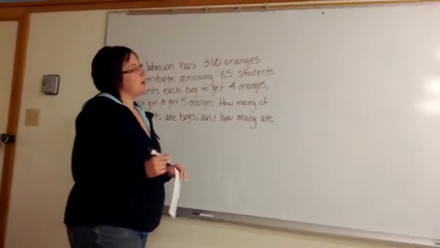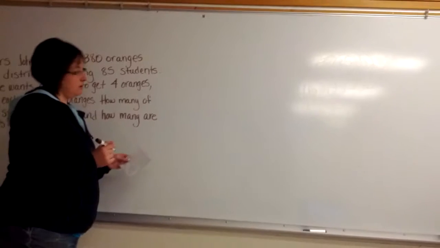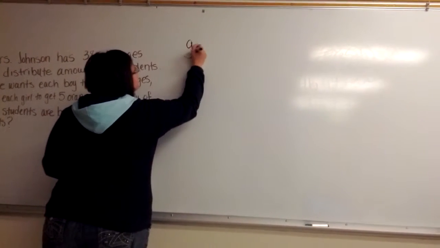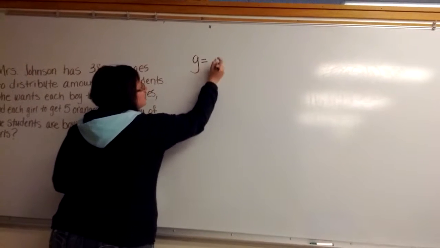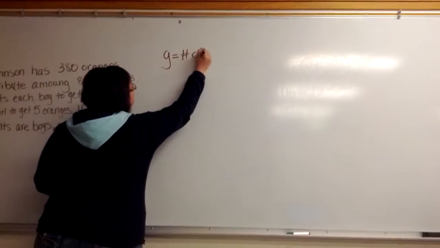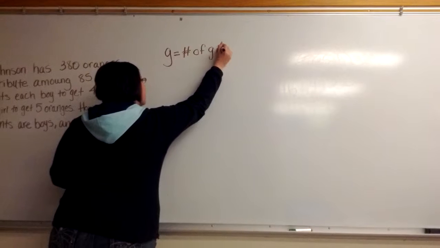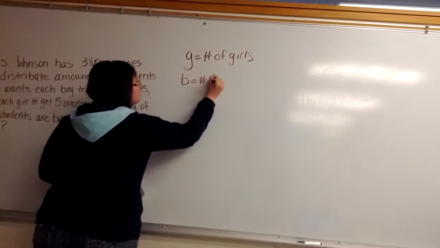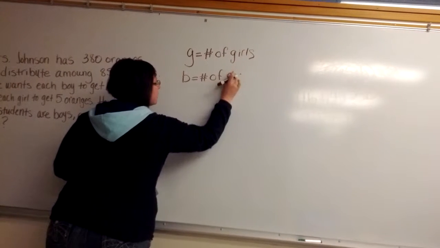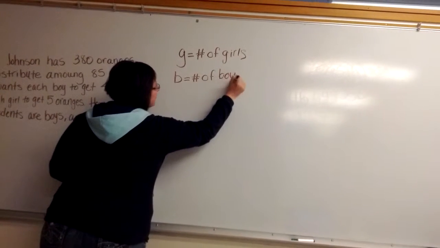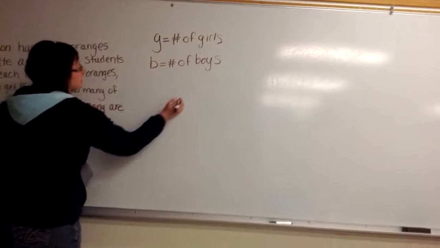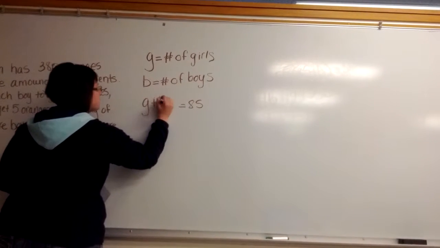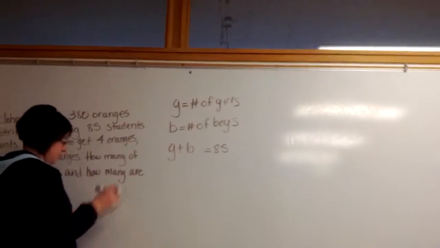So since we don't know how many boys and girls there are, we need to solve an equation to figure those out. So we need to set them to a variable. We'll let G represent the number of girls. And we'll let the letter B represent the number of boys. And we know that there's 85 students total, so girls plus boys equals 85.